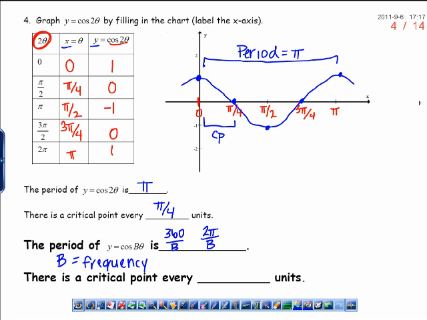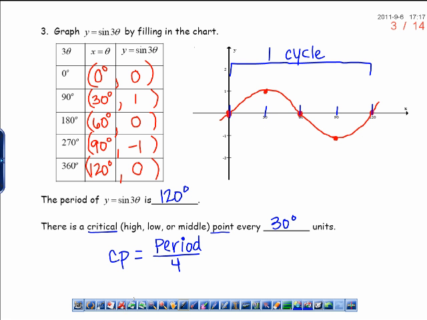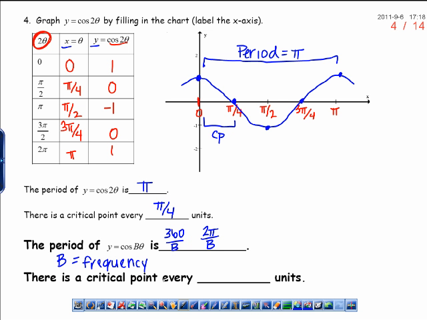I would have 2 cycles. That's what frequency means. It means the number of cycles. If we look at this one, there's 1 cycle in 120 degrees. There would have been 3 cycles if I had gone all the way out to 360. So again, this is a horizontal compression. It could technically be a stretch if our b was a number less than 1.